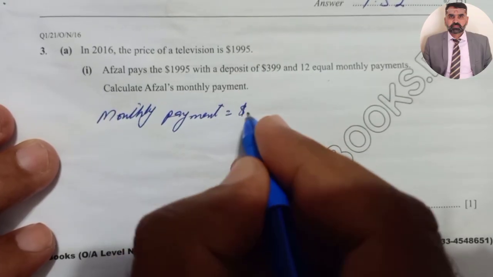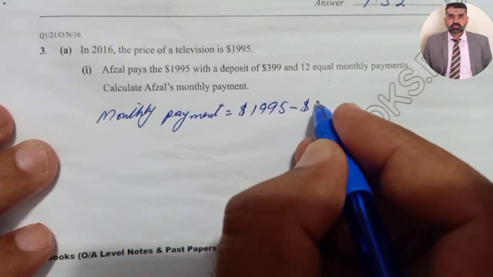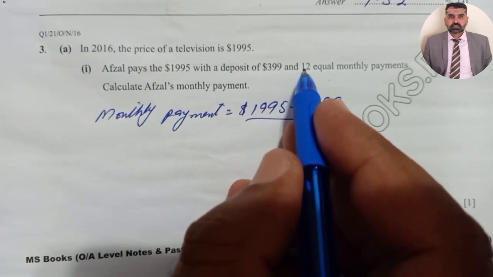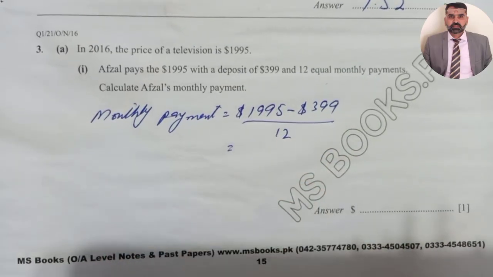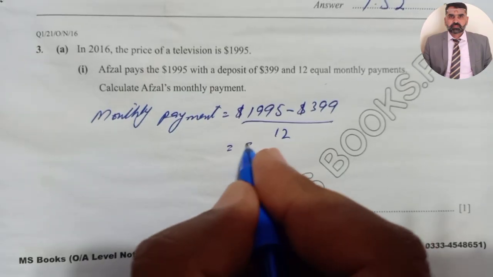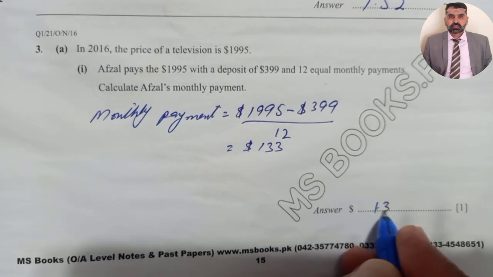equal to $19.95 minus the deposit, that is $3.99, and the rest of the amount is equally divided into 12 installments, so it will be divided by 12. First we subtract $3.99 from $19.95, and then we put an equal sign and divide it by 12, and the monthly installment will be $133. So students, the monthly installment is $133.